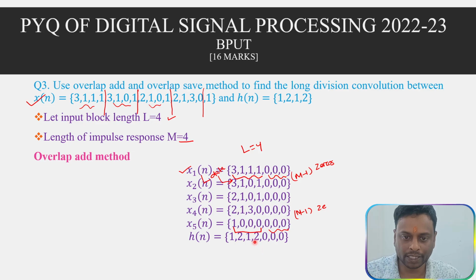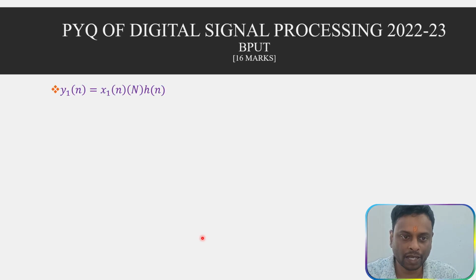Next we have to calculate the circular convolution, that is y1 of n. So x1 of n circular convolved with h of n, and similarly so on and so forth. Let us take this. So what is y1 of n?